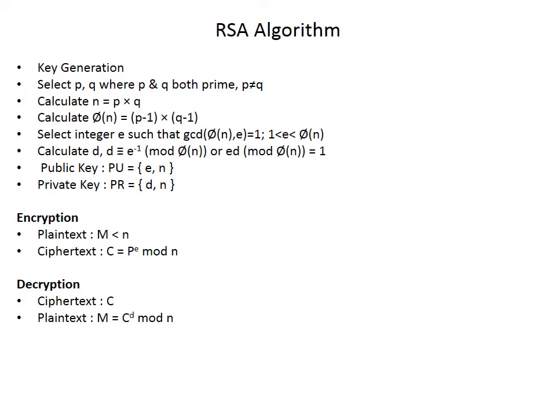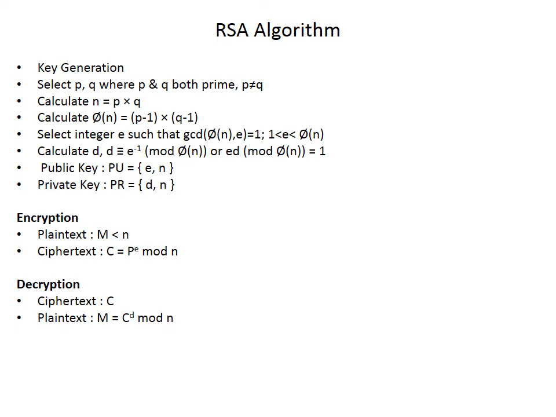Public key PU is equal to {e, n}. Now we know the value of e and the value of n, and private key PR is equal to {d, n}. We know the values of d and n. After the key generation steps we can perform the encryption. What is the formula for that? C is equal to P to the power of e mod n, where P is nothing but your plain text message. Then decryption, converting the ciphertext to the plain text: M is equal to C to the power of d mod n.